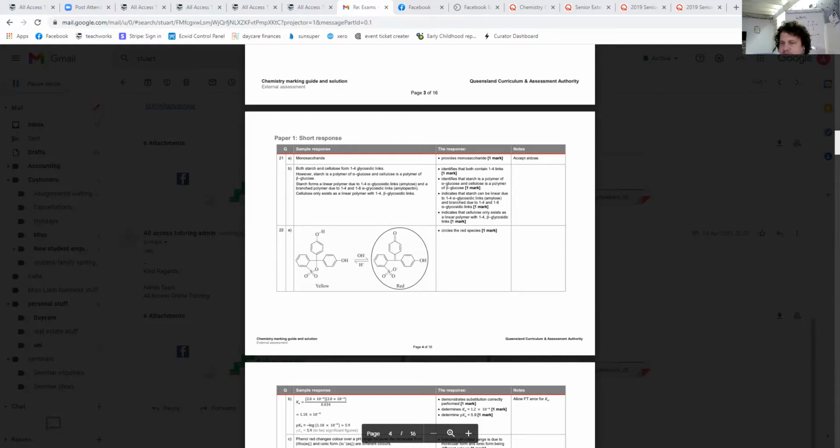So we've got, bring up the chat again. So our monosaccharides are glucose, galactose, and fructose. So glucose is an example of a monosaccharide.